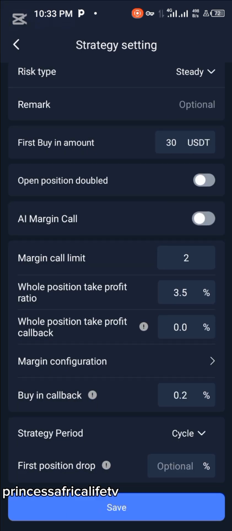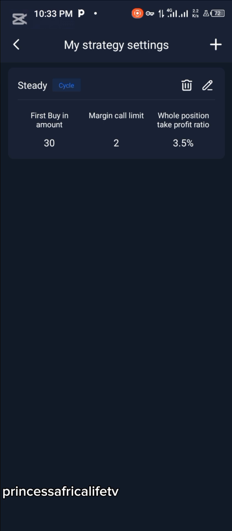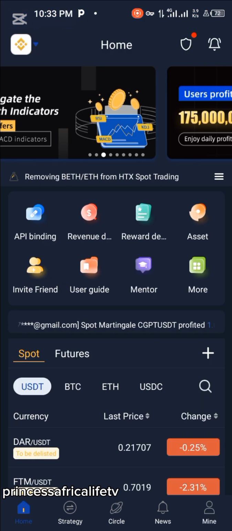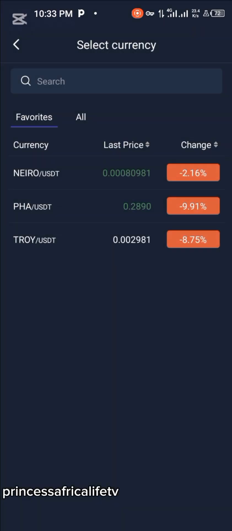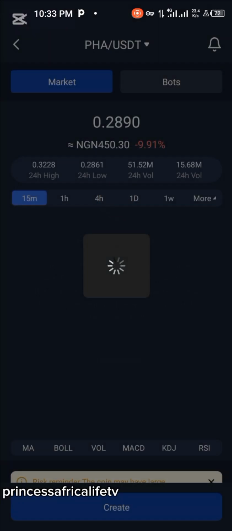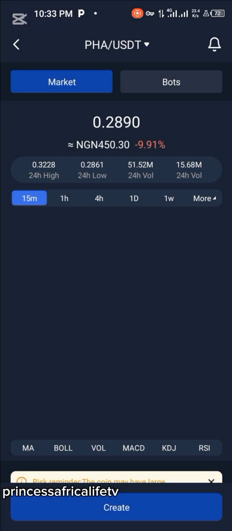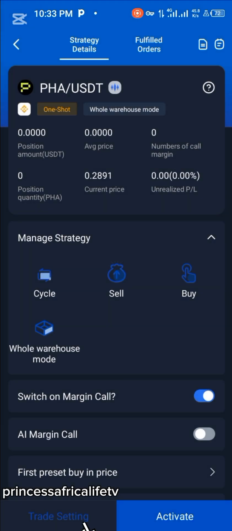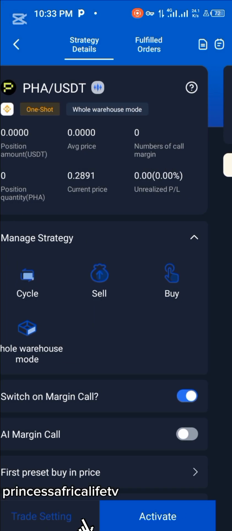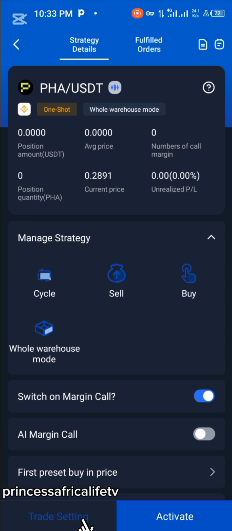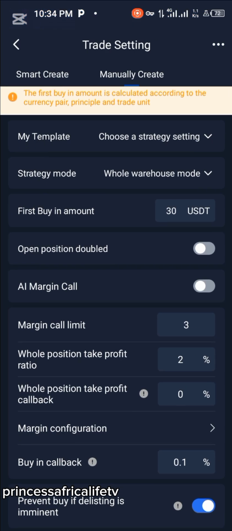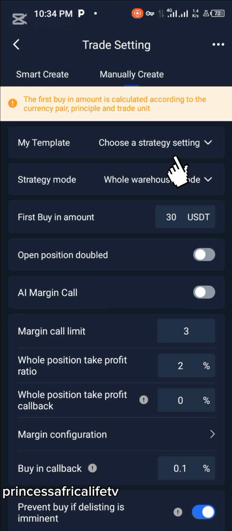So when you're done with this, you click sure. Come down here, you click sure. Okay, so you're set. So you can just go to your bot here. You're picking the pH, right? Hit create. Now we want to set it with what we have just done. That's it. You come to this place here, trade setting, you click on it. Now you come say choose. Are you seeing it? Choose a strategy. Are you seeing it? You click on it.